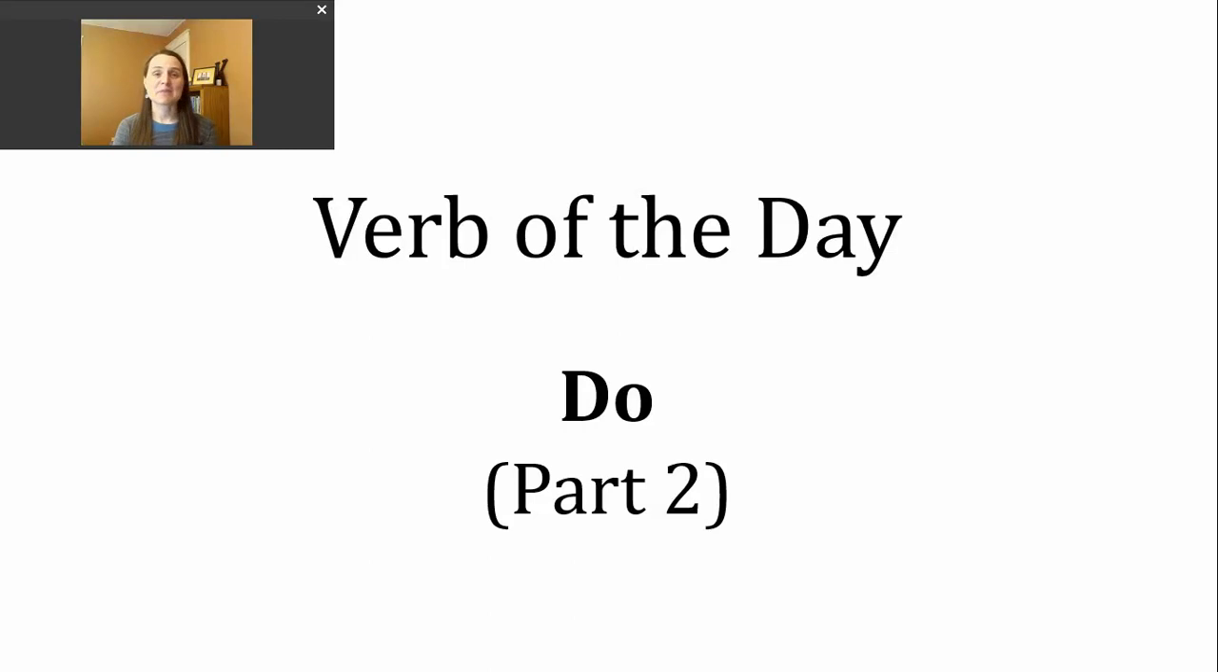Hi, it's time for another verb of the day. And today's verb is the same as yesterday's verb. This is part 2 with the verb do.